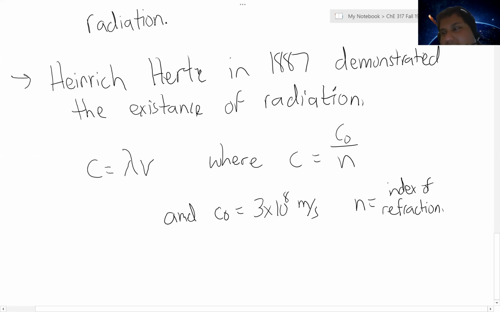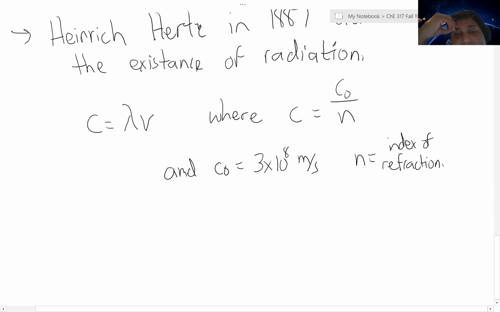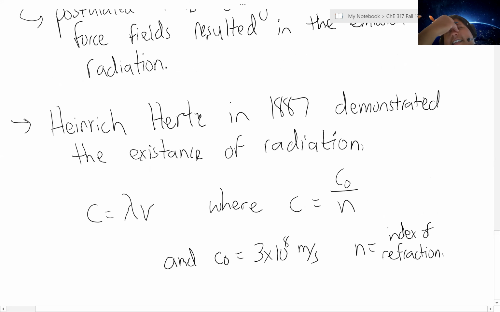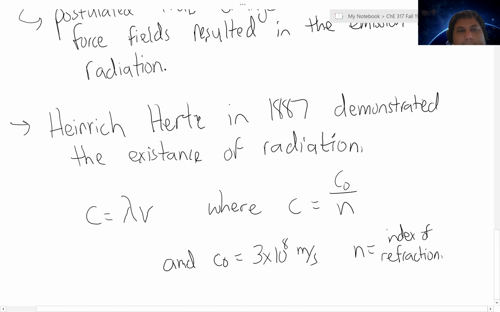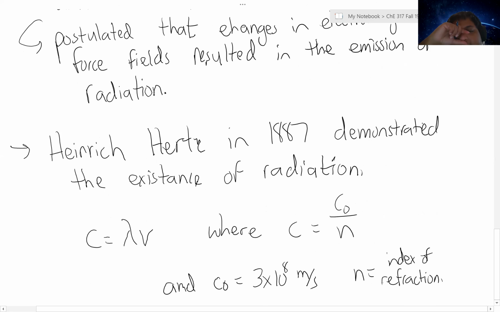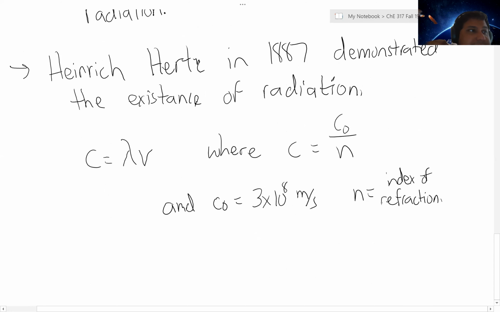Our vacuum, the index is 1. Our atmosphere, when you're an engineer, it's 1. And if you go through a different medium, it becomes greater than 1. And so at this point, late 19th century, we realized that we have this energy emission that exists, and we call it radiation, and now we can understand the influence of the frequency and wavelength of the radiation that's being emitted.